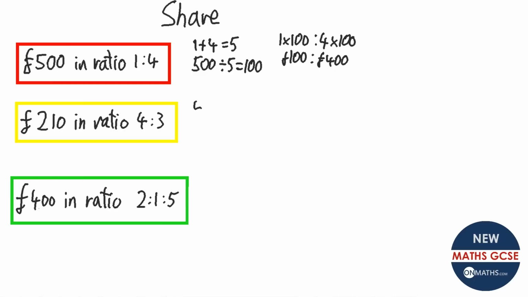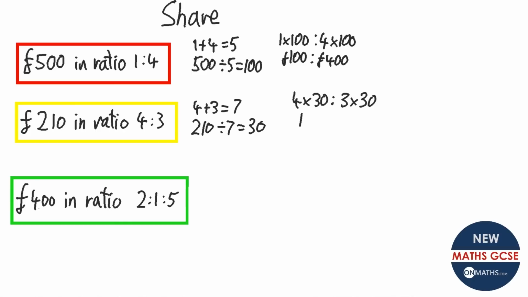Right, next one, we're going to add the 2 sides together, find out how many parts we've got. So we've got 7 parts. I'm going to do 210 divided by 7, or 21 divided by 7 is 3, so that's going to be 30. Then I'm going to do 4 times 30 and 3 times 30.